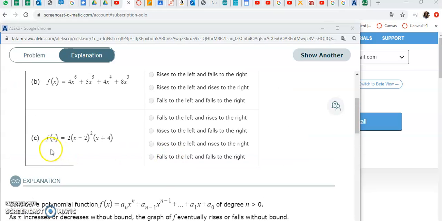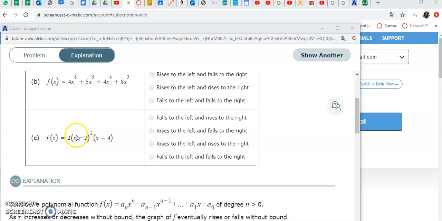Now let's see the last example. And look, we have the function that says 2 times x minus 2 to the second times x plus 4. Here they are giving us the factors, okay? Now, I want you to get the degree from here. This is not difficult, just pay attention. We have to multiply the number 2 that we have here outside the parentheses by the x that we have here inside the parentheses, but this is not an x raised to the 1 power.